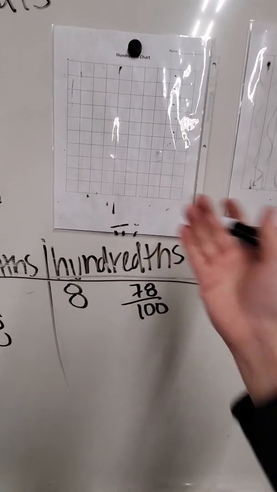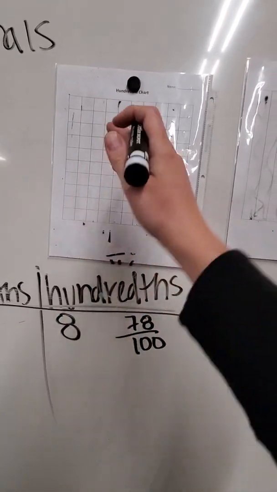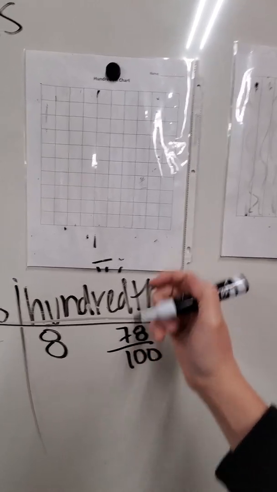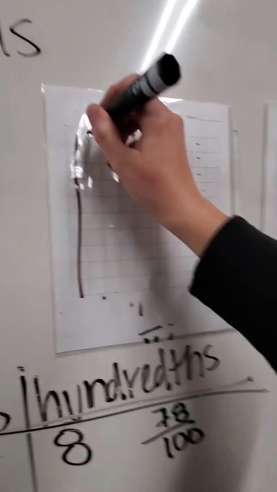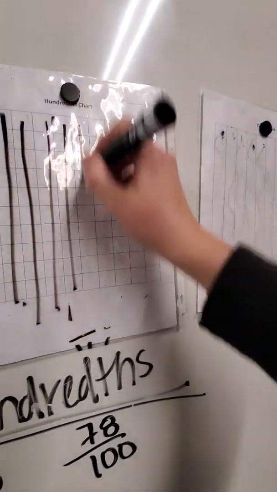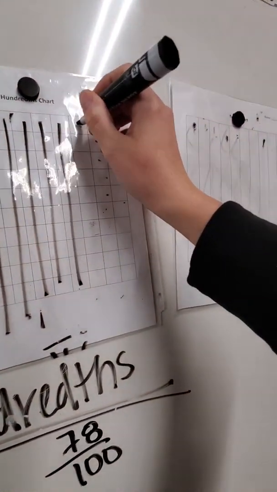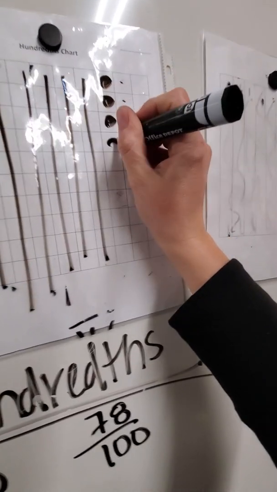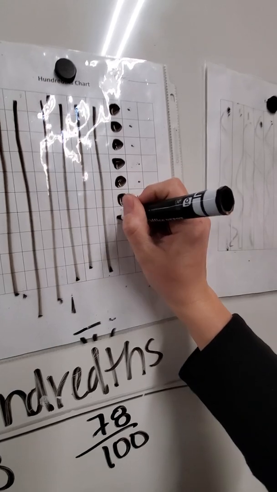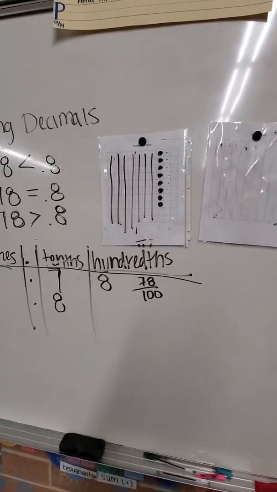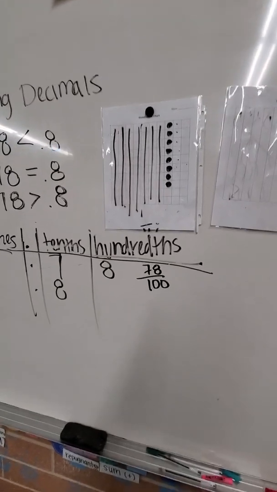If I was to draw this out on my hundredths chart, this is just 100 tiny boxes. I would shade in 78 of those boxes. So I'd go 10, 20, 30, 40, 50, 60, 70, 71, 72, 73, 74, 75, 76, 77, 78. Okay, I've got 78. And of course you would color it in nicer than that.